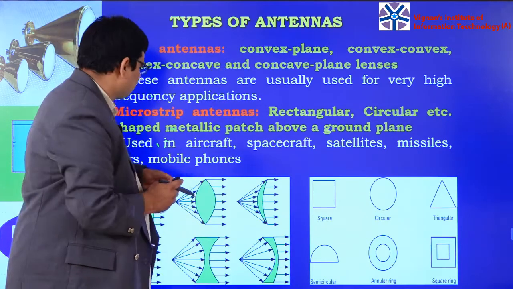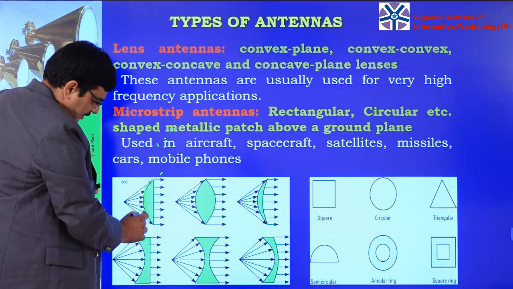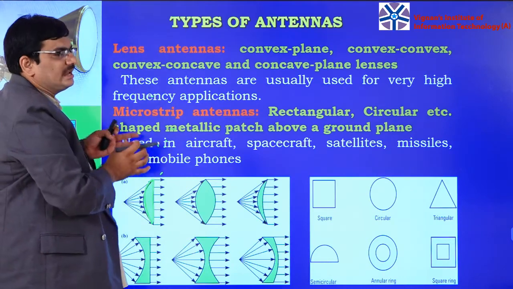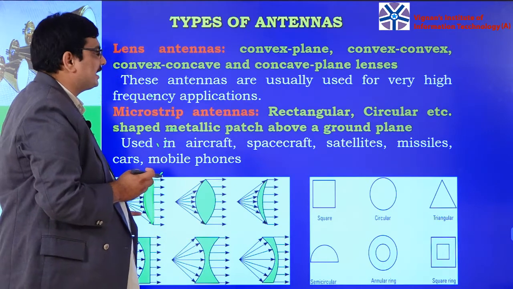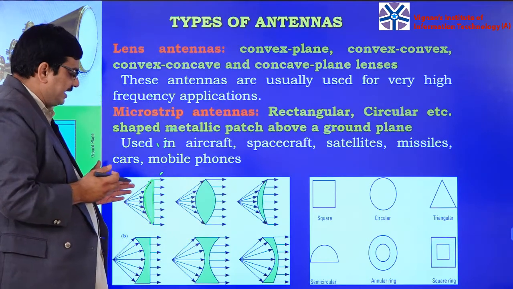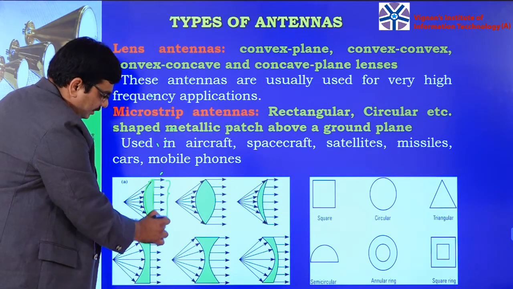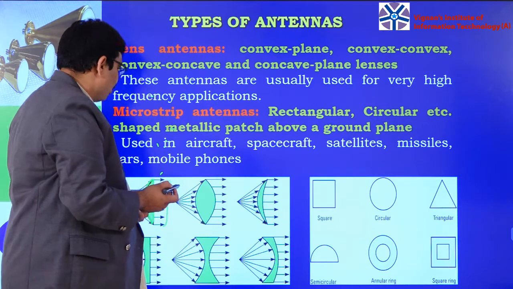One is convex plane. This is a convex structure and this is a plane structure. The principle in the lens antenna is that whatever collimated rays are there, once they hit this lens, they become a plane wave front. So collimated rays will come to a plane wave front.